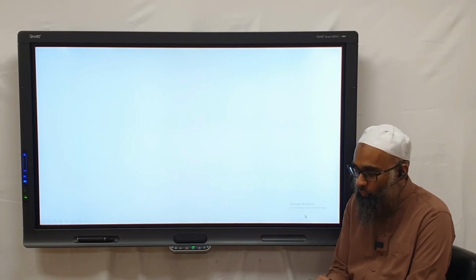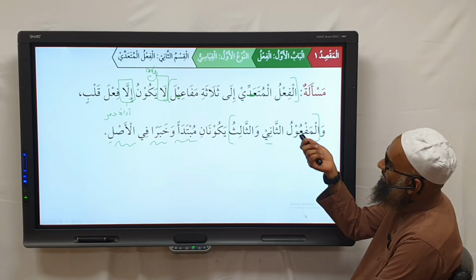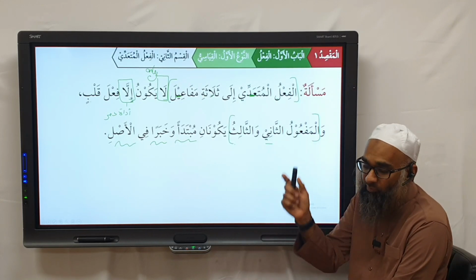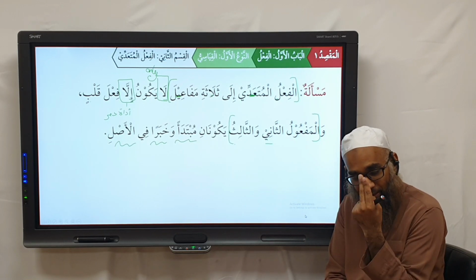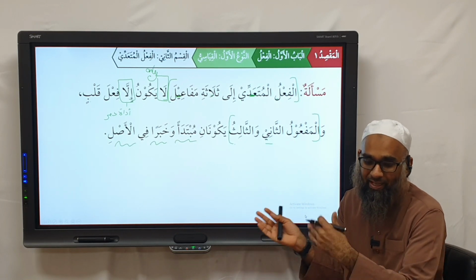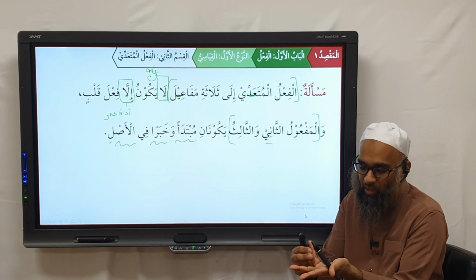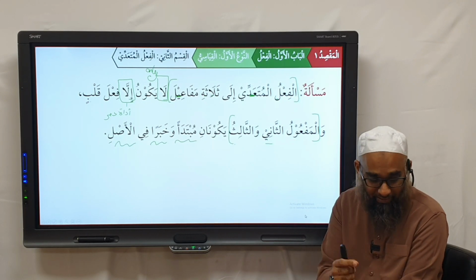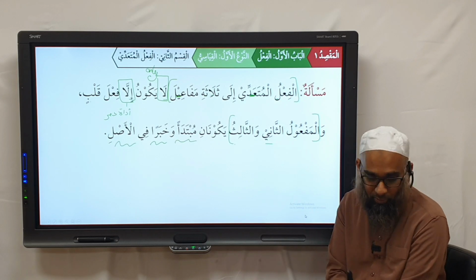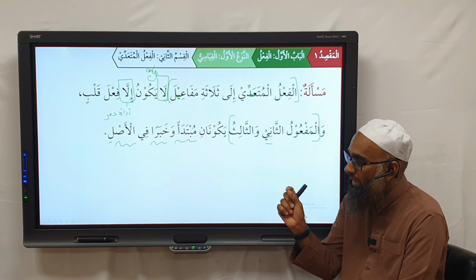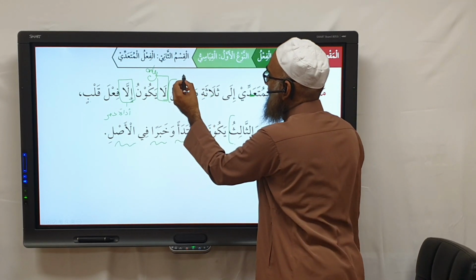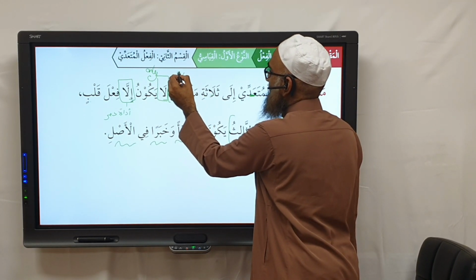When you say it has three maf'uls, it doesn't mean three maf'ul bihis. So when we say two maf'ul and three maf'uls, it means two maf'ul bihis and three maf'ul bihis, not non-maf'ul, because everything can have the other maf'a'il: maf'ul ma'ahu, maf'ul lahu, maf'ul mutlaq. I'll copy the text from the other books, but you got a very good point. We should have mentioned that the fa'l mutaddi ila thalathati mafa'il bihi or biha.